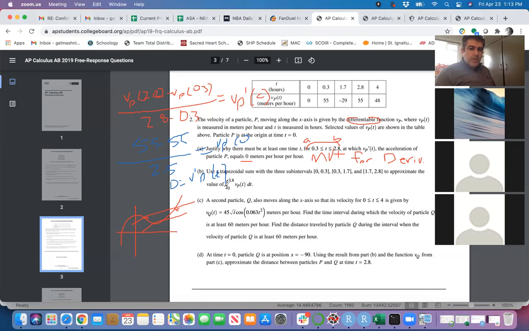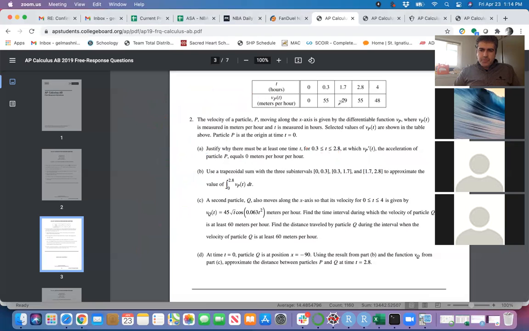Now part B, trapezoidal sum. So this is a Riemann sum in a way, but it's using trapezoids. So you want to approximate the integral from 0 to 2.8. So how's that going to look? Well, remember how a trapezoidal sum works: you put 1/2 on the outside.